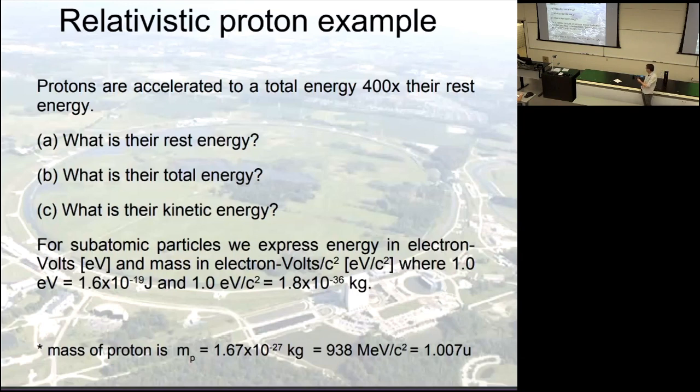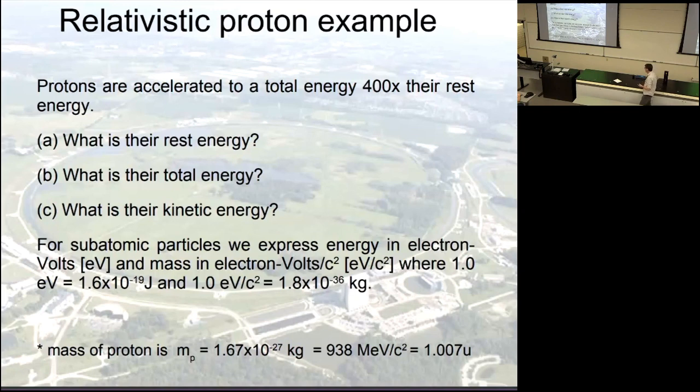It would accelerate protons around the ring and collide them. It would accelerate protons so that their total energy, we've been talking about that, is 400 times their rest energy. It's very interesting because when we talked about the mouse and the elephant, we said that their rest energies were way, way bigger than their kinetic energies, no matter how fast the mouse or the elephant ran. This is a reverse situation. In the accelerator with subatomic particles, protons, the total energy is much greater than the rest energy of the proton. It's 400 times greater. We're going to figure out what the rest energy is, what the total energy is, and what the kinetic energy is of our proton.